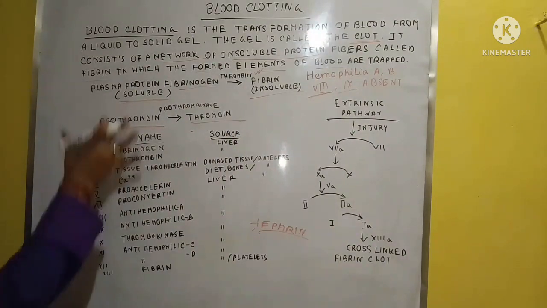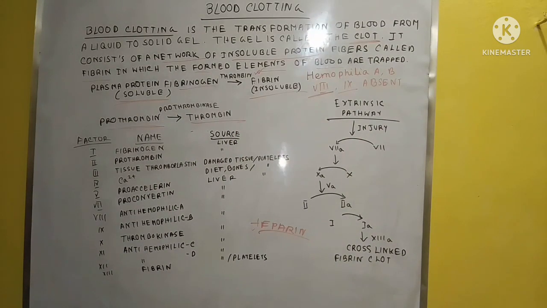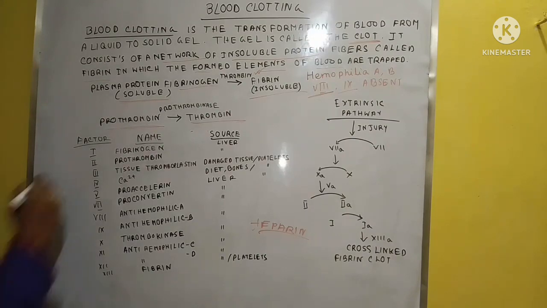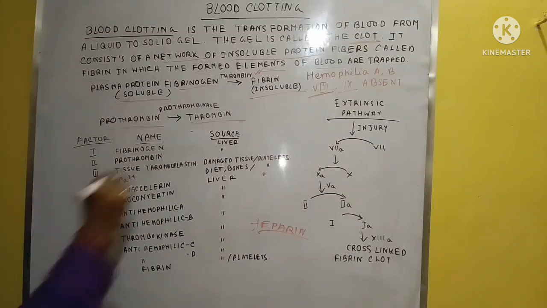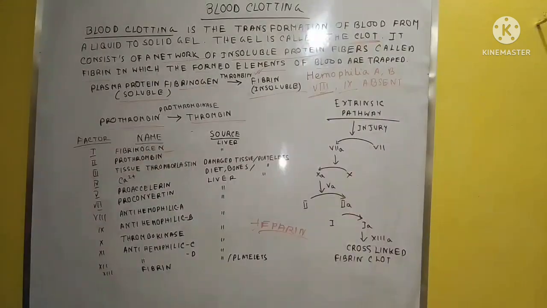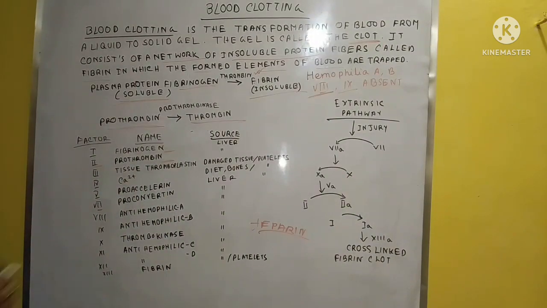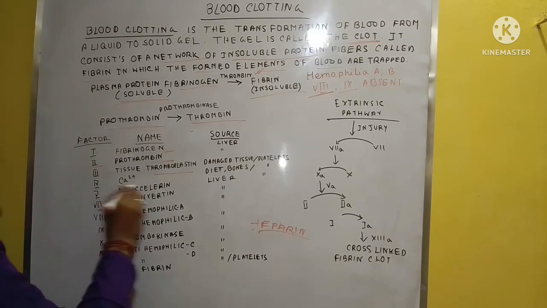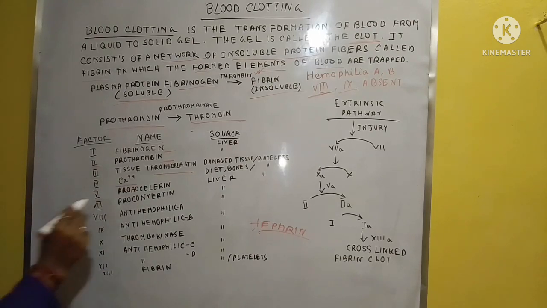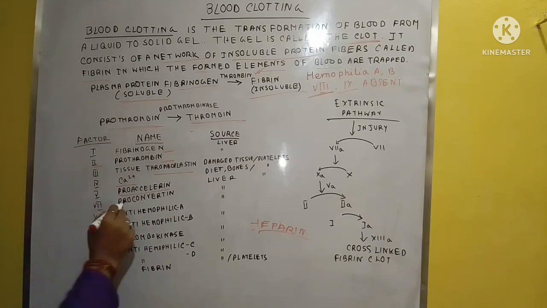Clear? These are the other factors that are very helpful for blood clotting. Factor 1 is fibrinogen. Factor 2 is prothrombin. Factor 3 is called tissue thromboplastin. Factor 4 is calcium ion. Factor 5 is proaccelerin. Factor 7 is proconvertin.